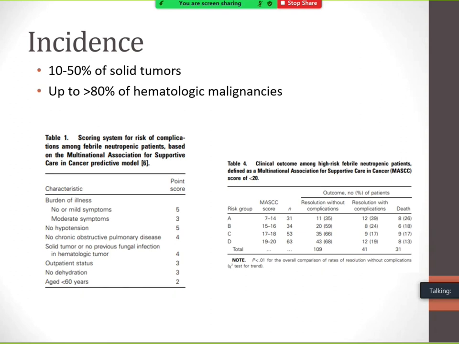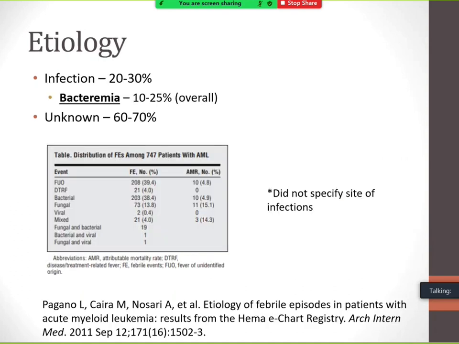It's a good scoring system. I'd encourage you to use it, especially in your low risk patients. If they're high risk, it's not necessarily as useful in terms of your management, but in terms of etiology, we already went through all of this.